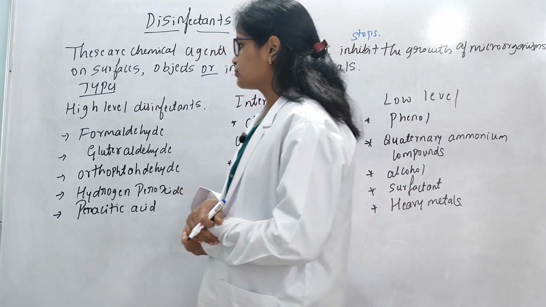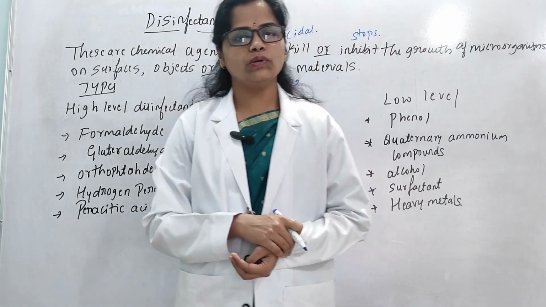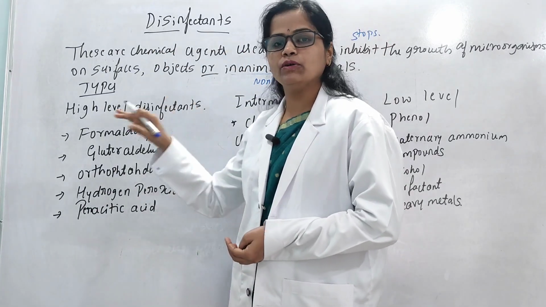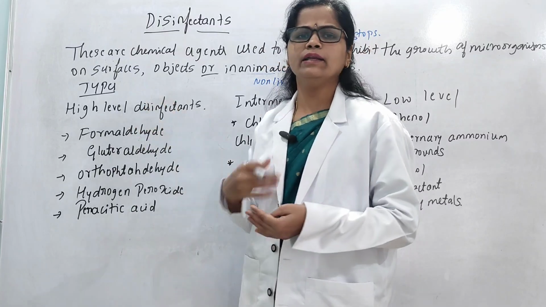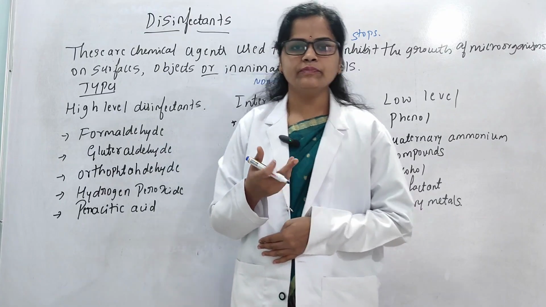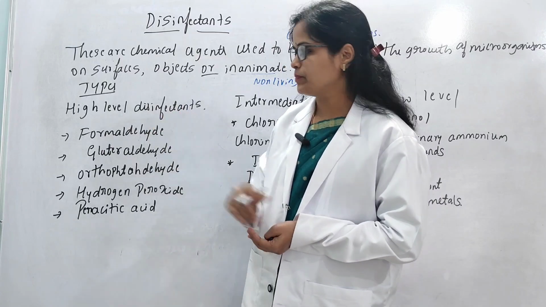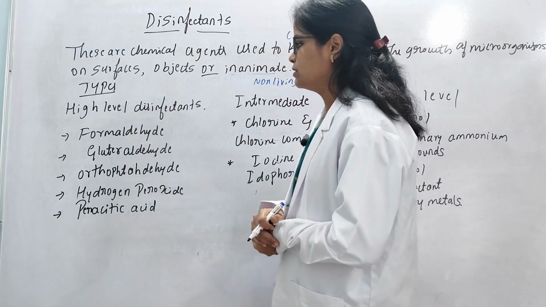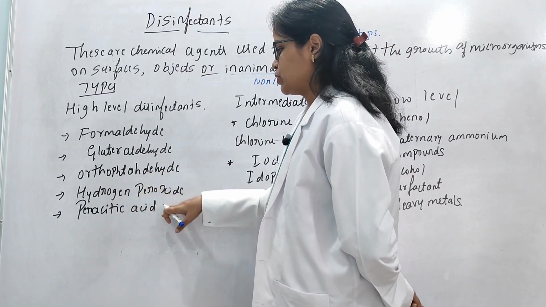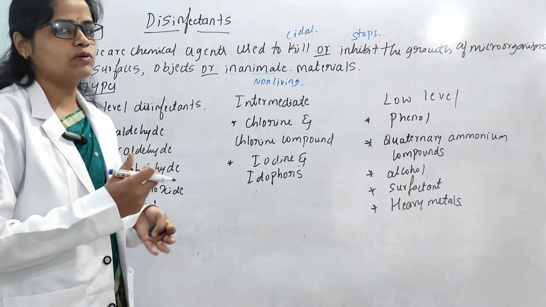So the types of disinfectants are high level disinfectants, intermediate disinfectants, and low level disinfectants. These are the three types. High level disinfectants are highly concentrated chemicals, which within a short period of time can kill many microorganisms. Examples of high level disinfectants are formaldehyde, glutaraldehyde, orthophthalaldehyde, hydrogen peroxide, and peracetic acid. These are the agents which are highly concentrated.